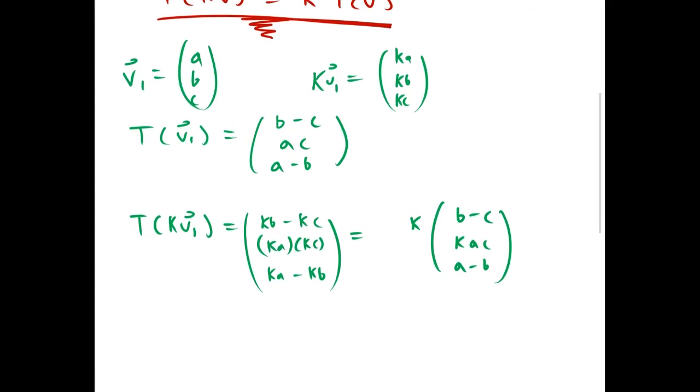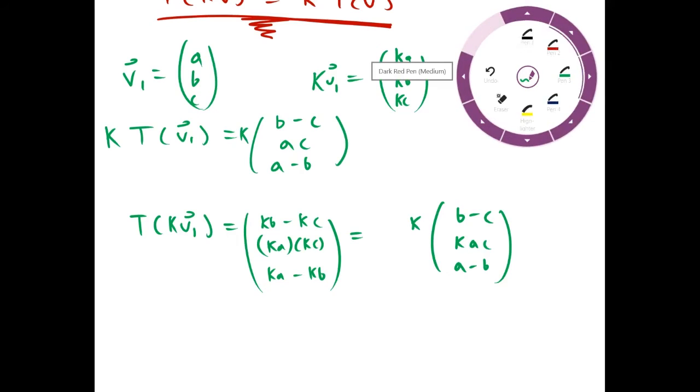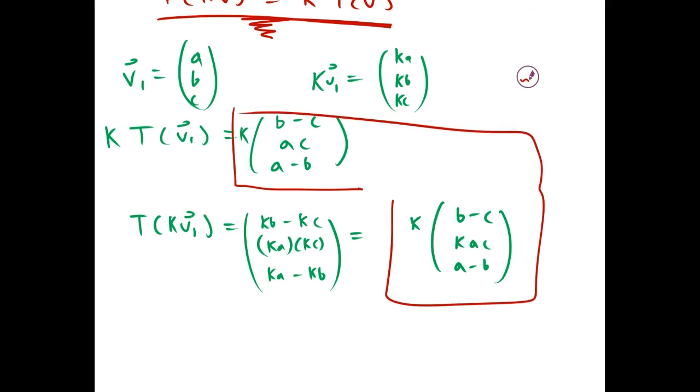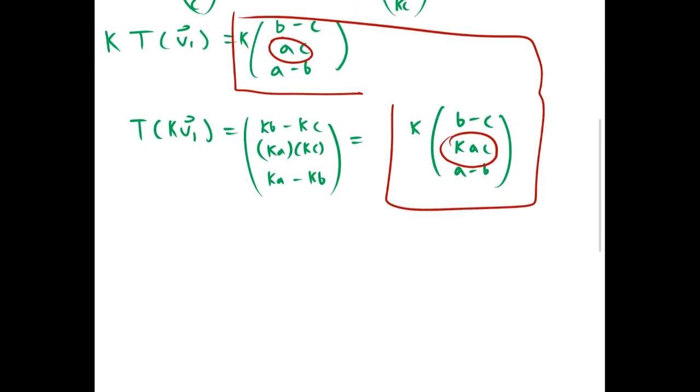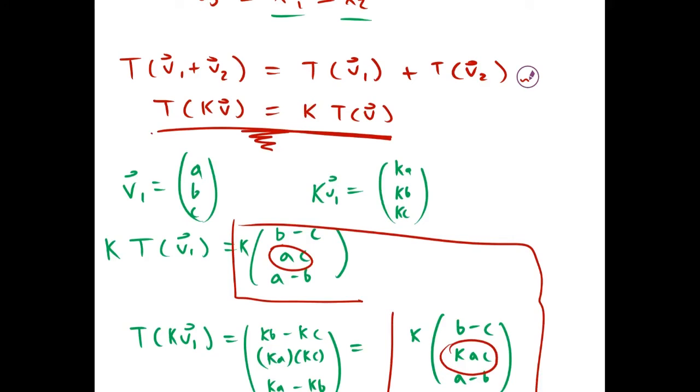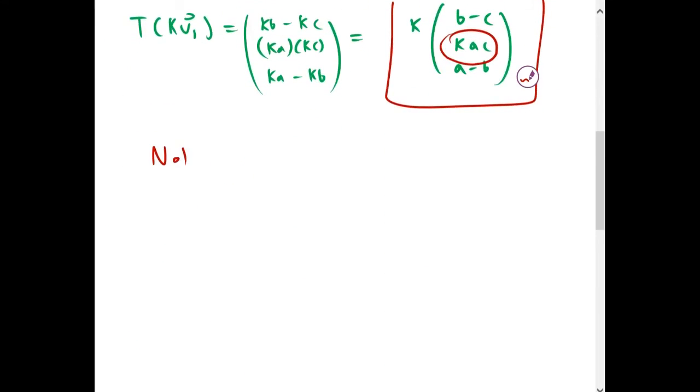And if we just scale the transformation of v1 by k, we see that the two aren't equal because of the extra k here. So since this doesn't respect this property here, this is not linear.